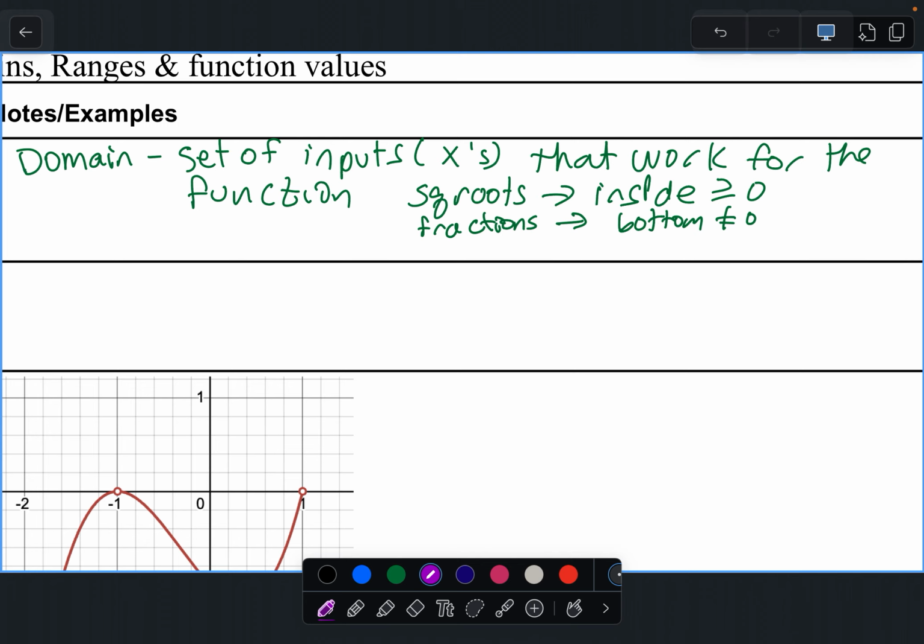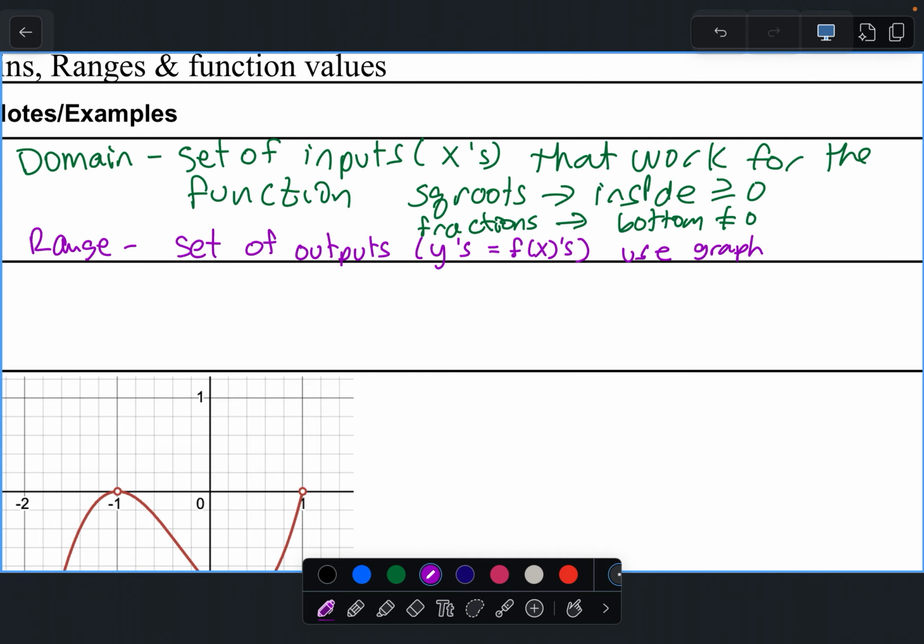Now, range is the set of outputs, or the y's, or the f of x's. Okay. Usually you have to use the graph for range. There's not a great way that we know mathematically to do it in an Algebra 3 or college algebra course, so you kind of just have to look at the graph.